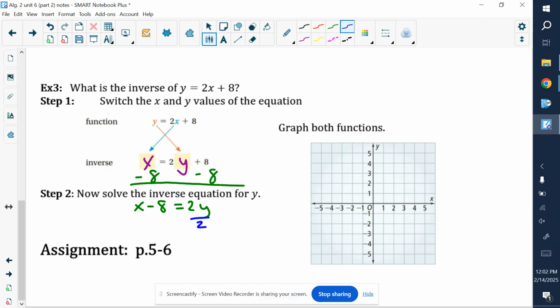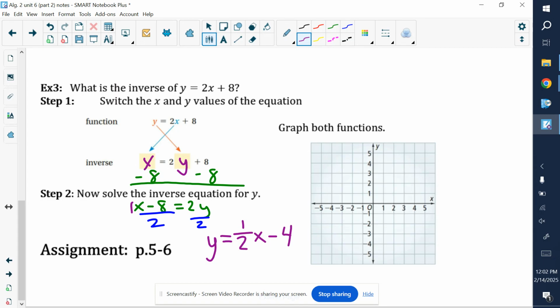Dividing both sides by 2. How we write that is y equals x over 2. Think of that as 1x over 2, which would be 1/2 x, and negative 8 over 2, which would be negative 4.